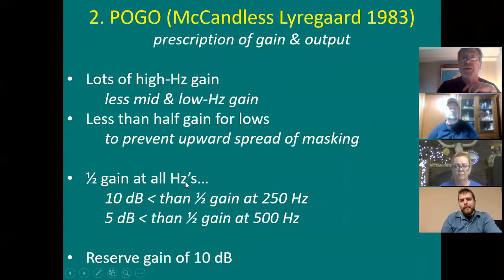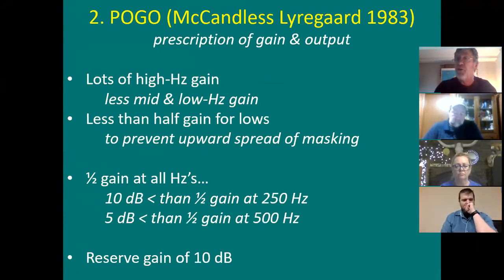Okay. Then came Pogo, prescription of gain and output, 1980s, less mid and low frequency gain, less than half gain for lows to prevent the upward spread of masking, half gain at all frequencies, and 10 dB less than half gain at 250, 5 dB less than half gain at 500. Pogo. So you can really see they backed off on the low to mid frequencies.